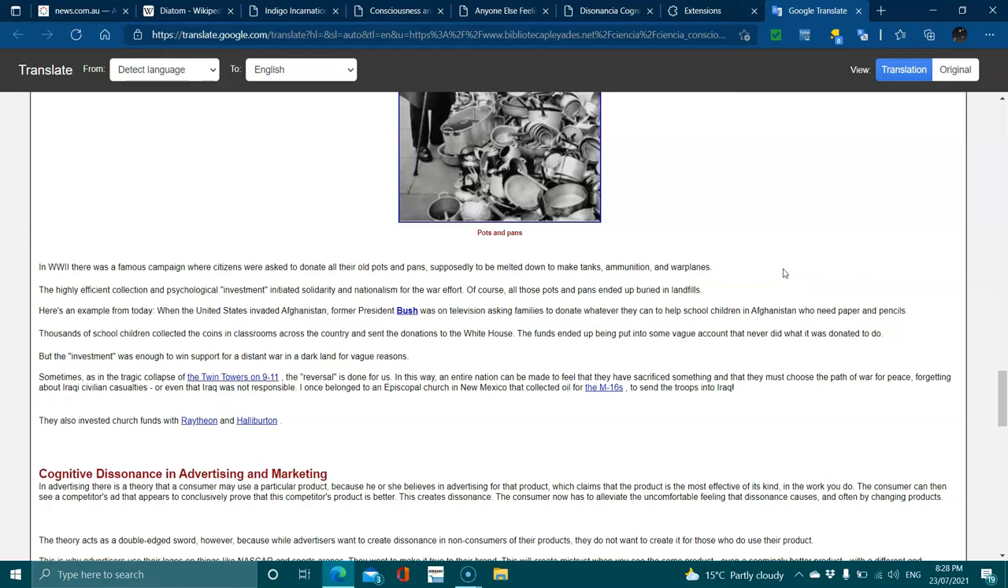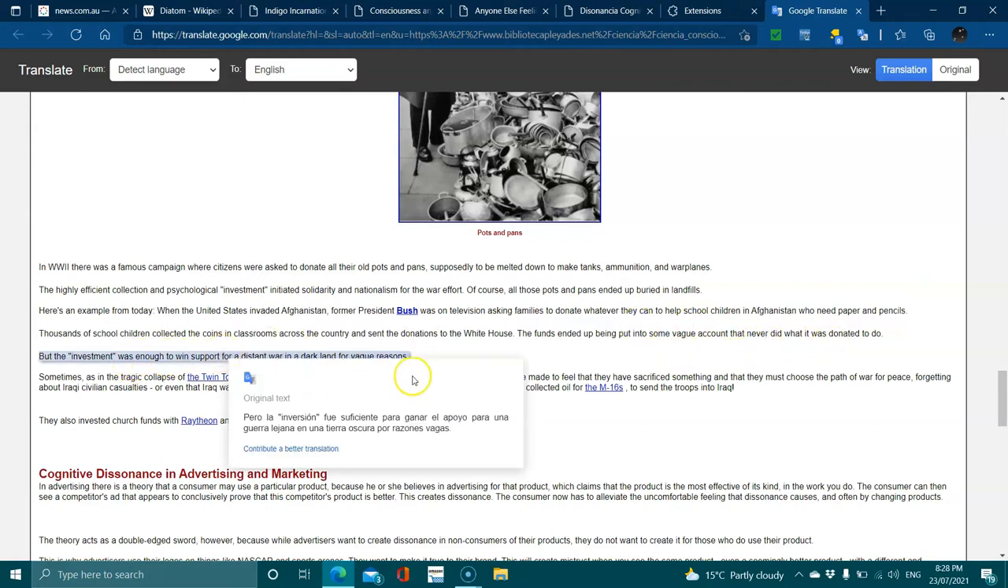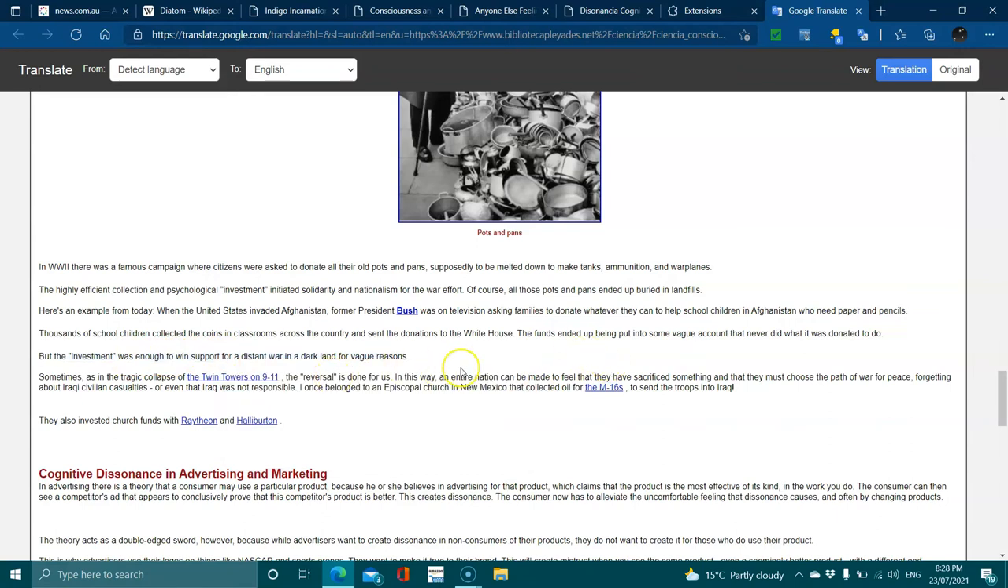Here's an example from today. When the Western United States invaded Afghanistan, former President Bush was on television asking families to donate whatever they could to help school children in Afghanistan who needed paper and pencils. Thousands of school children collected coins in classrooms across the country and sent donations to the White House. The funds ended up in some vague account that never did what it was donated to do, but the investment was enough to win support for the war in a distant land for vague reasons.